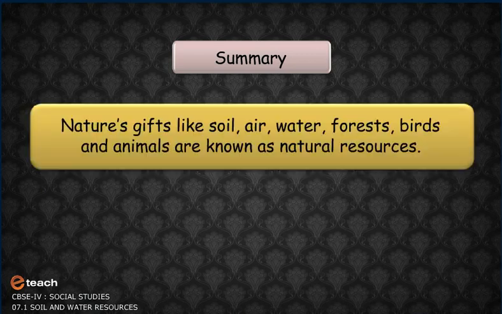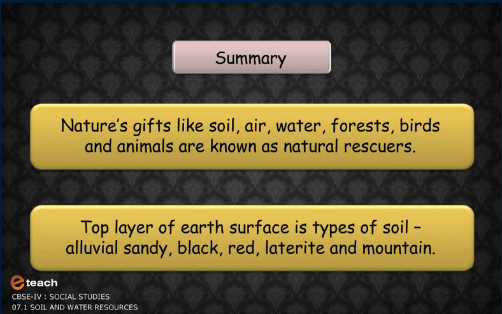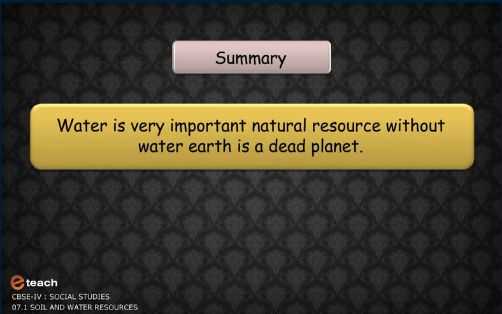Summary. Nature's gifts like soil, water, oil, forest, birds and animals are known as natural resources. The top layer of Earth's surface is soil. Types of soil: alluvial, sandy, black, red, laterite and mountain. Water is a very important natural resource. Without water, Earth is a dead planet.